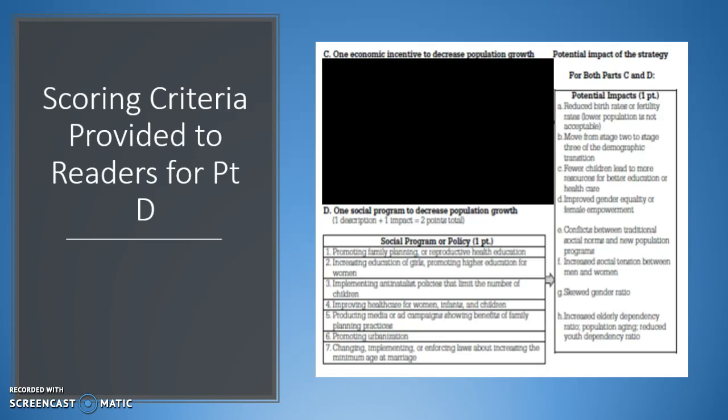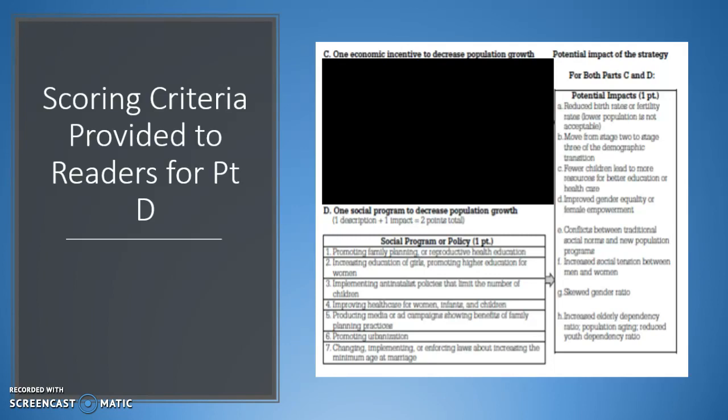Number 4, improving healthcare for women, infants, and children. 5, producing media or ad campaigns showing the benefits of family planning practice. 6, promoting urbanization. 7, implementing or enforcing laws about increasing the minimum age at marriage. So those were really the 7 social programs or policies that you could come up with.